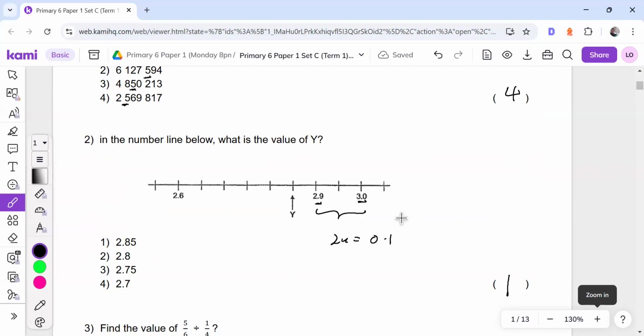You need to find how big. How big is the gap? All right, so how big is one gap? Okay, so we need to add one more thing. 2.6, 2.9, 3.0, very small.